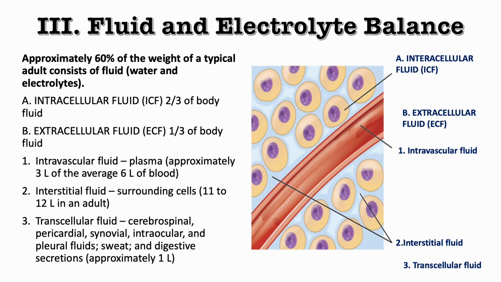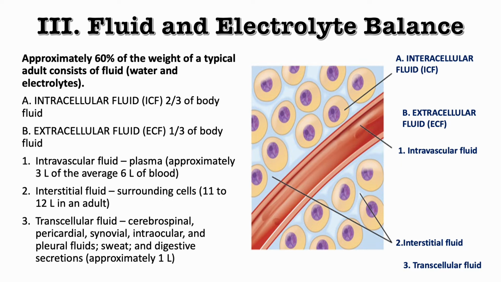Approximately 60% of the weight of a typical adult consists of fluid. That's water and electrolytes. And the body fluid is located in two fluid compartments, ICF, 2/3 of body fluid, and ECF, 1/3 of body fluids. Body fluid normally moves between these two major compartments or spaces in an effort to maintain equilibrium between the spaces. Loss of fluid from the body can disrupt this equilibrium.